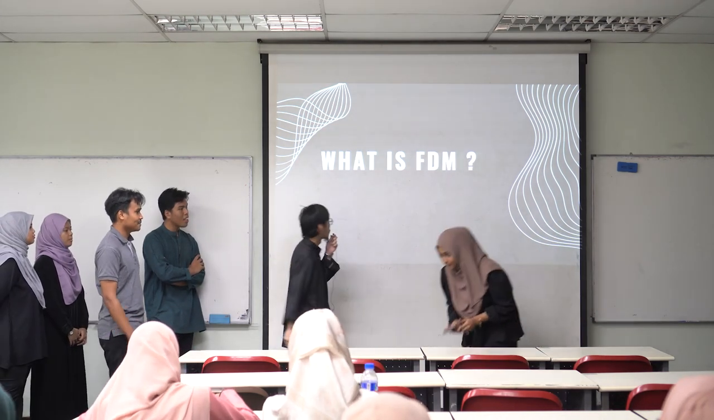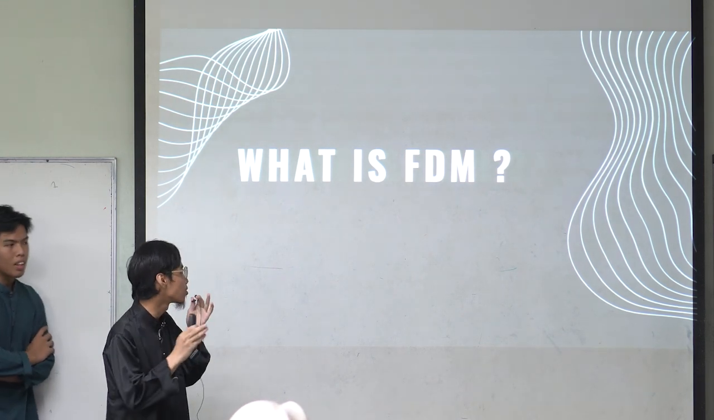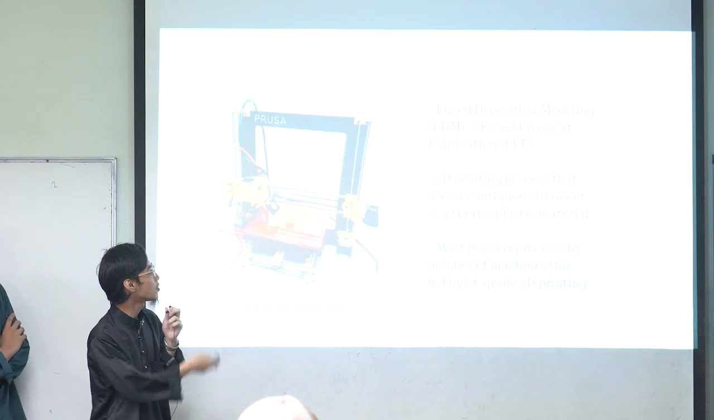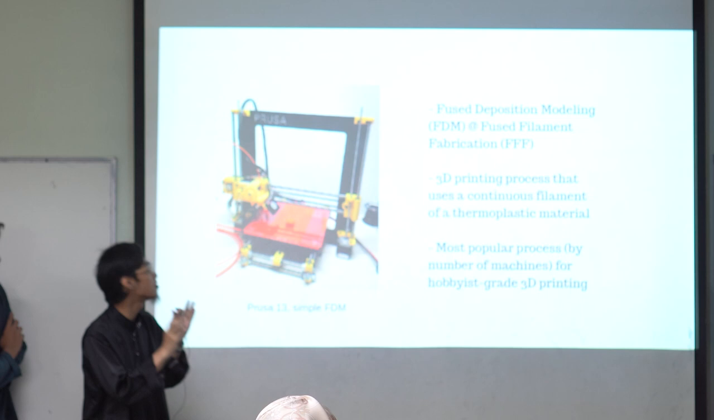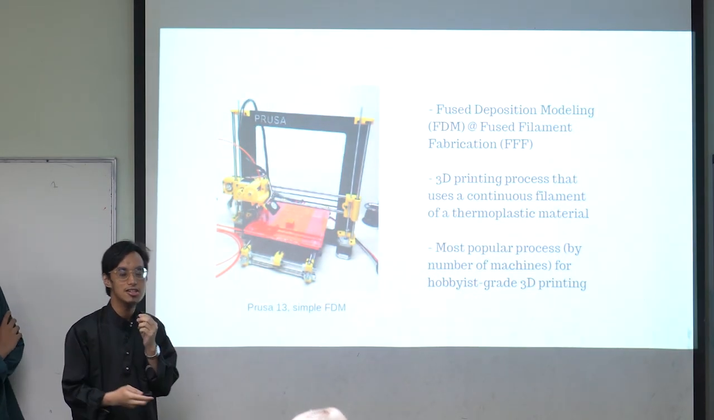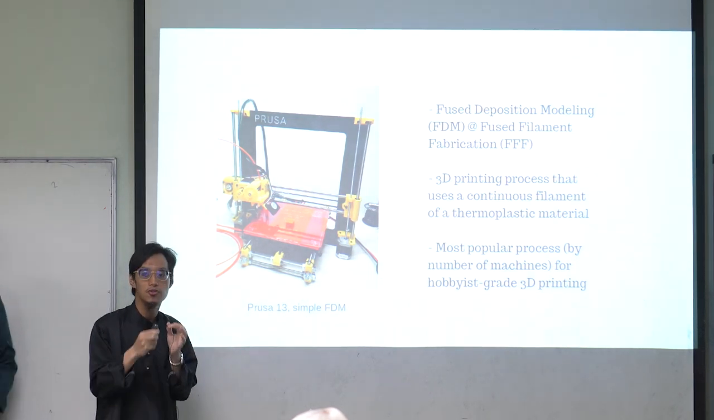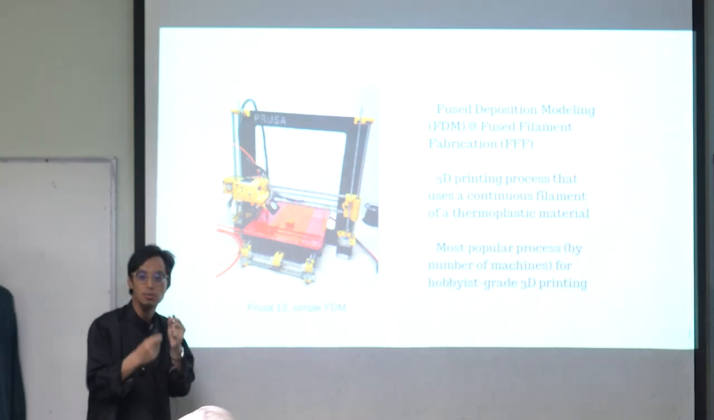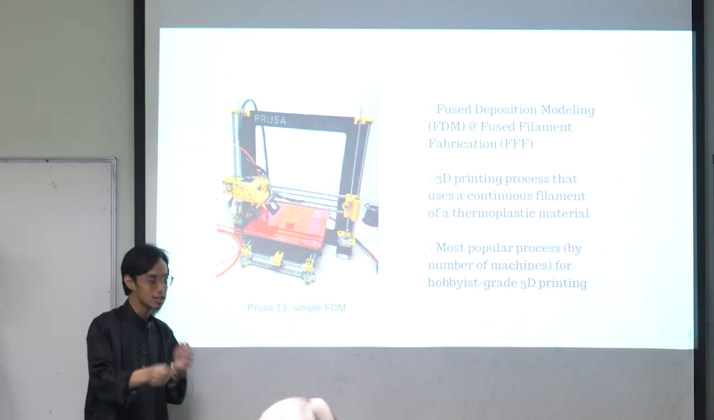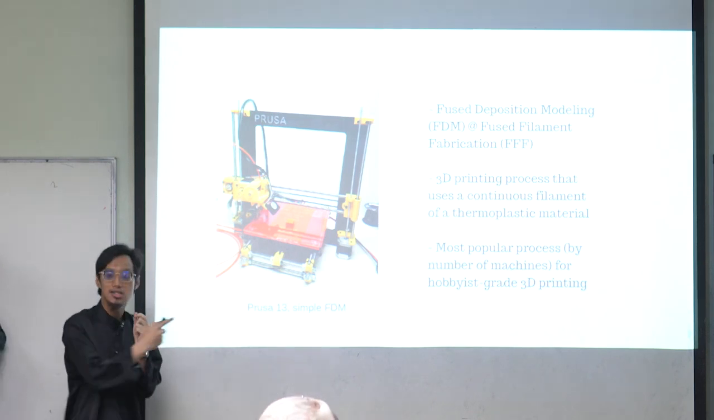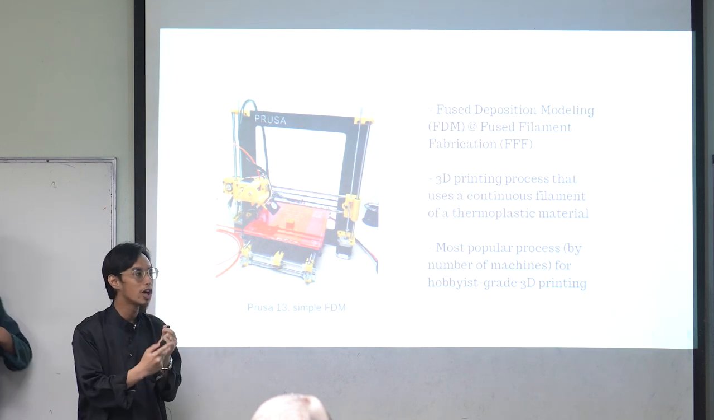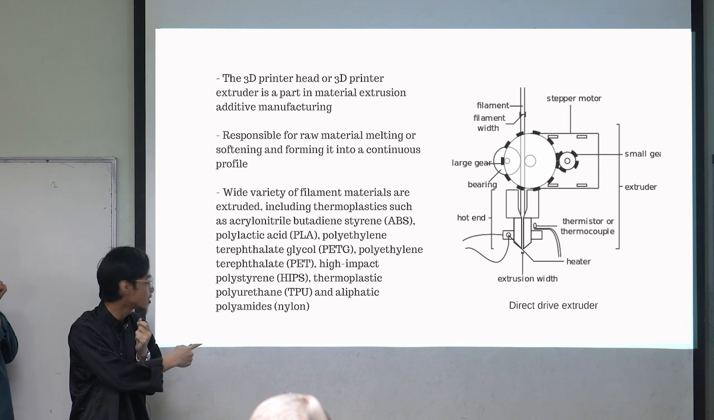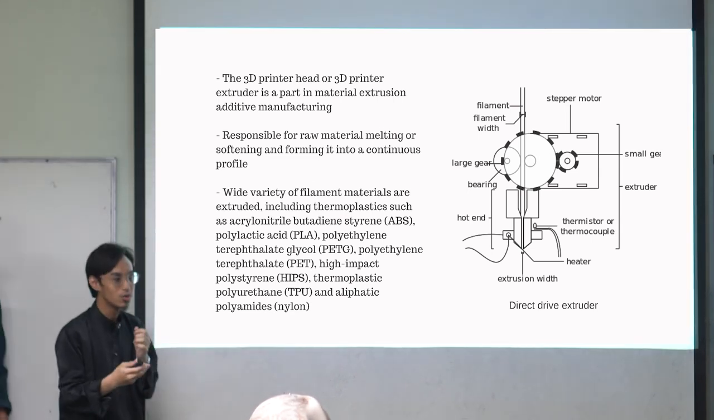Okay, I will move on to what is FDM. FDM is an acronym for Fused Deposition Modeling, or we call it FFF, Fused Filament Fabrication. This is a 3D printing process that uses a continuous filament of thermoplastic material. Previously we learned about thermoplastic, right? So this FDM is about thermoplastic material, and it's printing in 3D. This is the most popular process and the most used in the industry. Before that, this is the simple FDM, the Prusa I3. You can Google it later on.